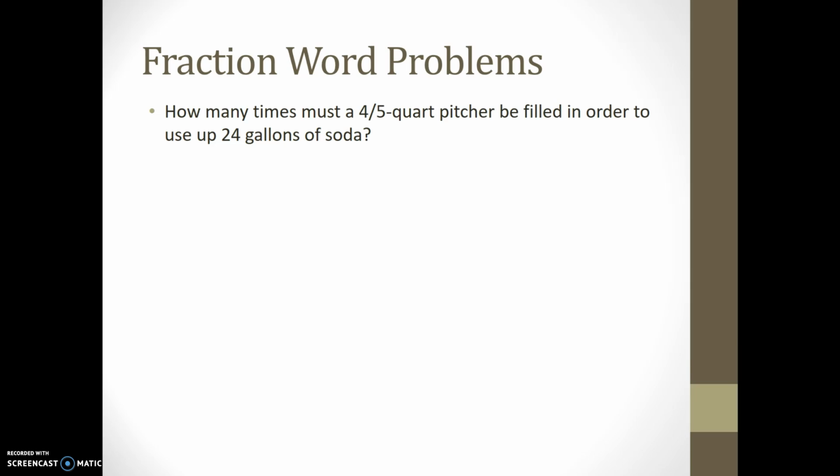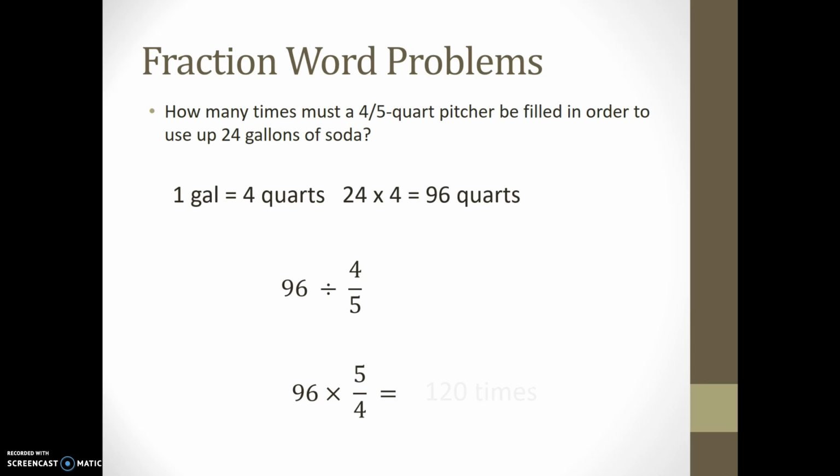Oh, here's another one. We didn't get to this one in class. This changes the wording a little bit, and now you have gallons of soda, but a 4/5 quart pitcher. So you need to convert, and I'm going to run through this really quickly. We need to convert the gallons to quarts. So we're going to get 96 quarts, and then we're going to divide that by 4/5, and we're going to get 120 times. All right, that's it for today.